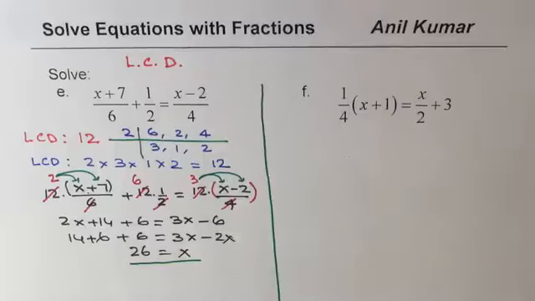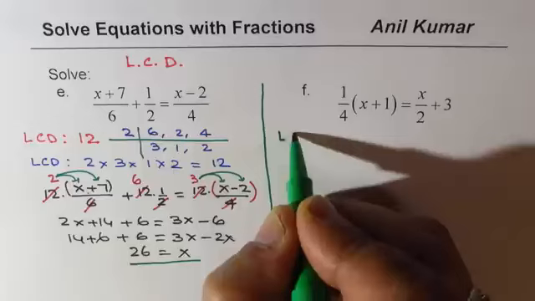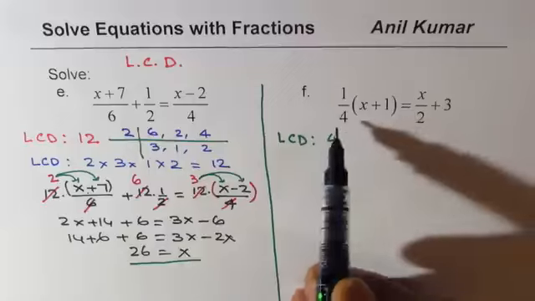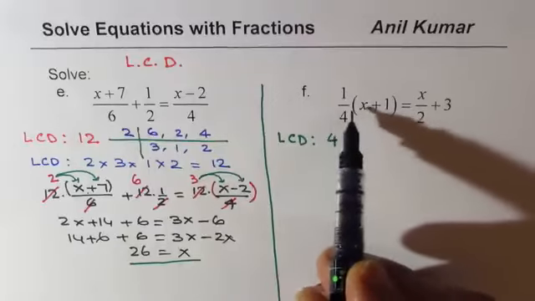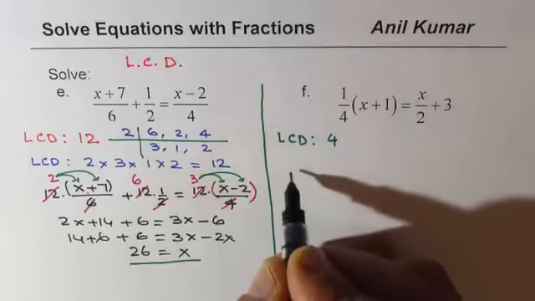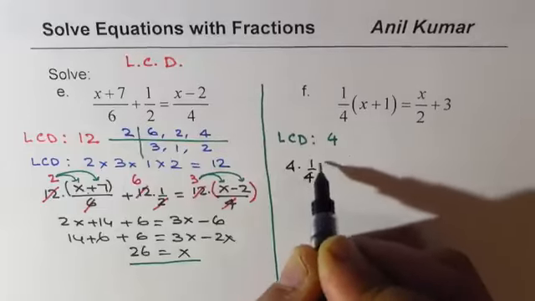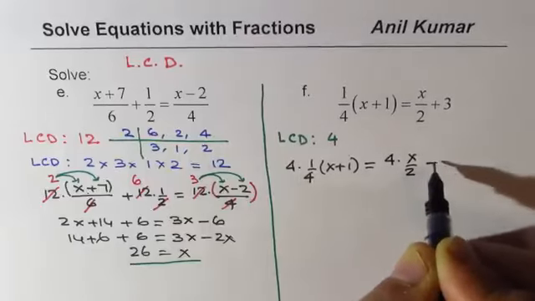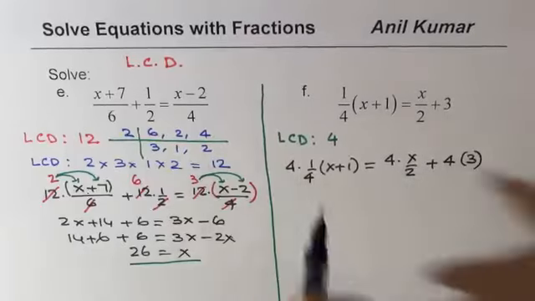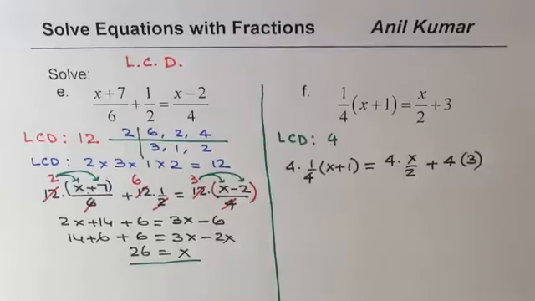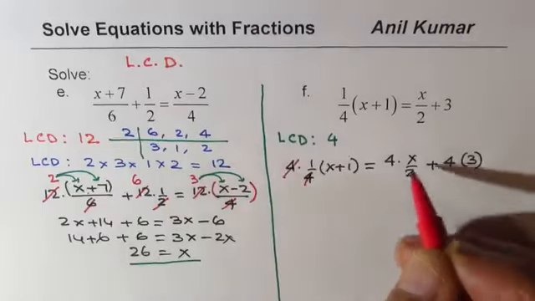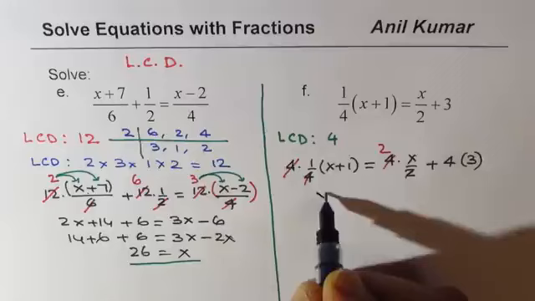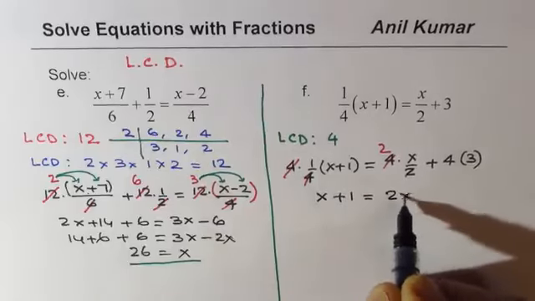Now let's do the next one. So here, what is the lowest common denominator? 4 and 2, it is 4, right? Since 4 is a multiple of 2. So we'll multiply everything by 4. So what do we get? We get 4 times 1 over 4 (x plus 1) in brackets equals 4 times x over 2 plus 4 times 3. So here 4 and 4 cancel. In this case we get 2 times, here it is 4 times. So when you open the bracket, you get x plus 1 equals 2x plus 12.